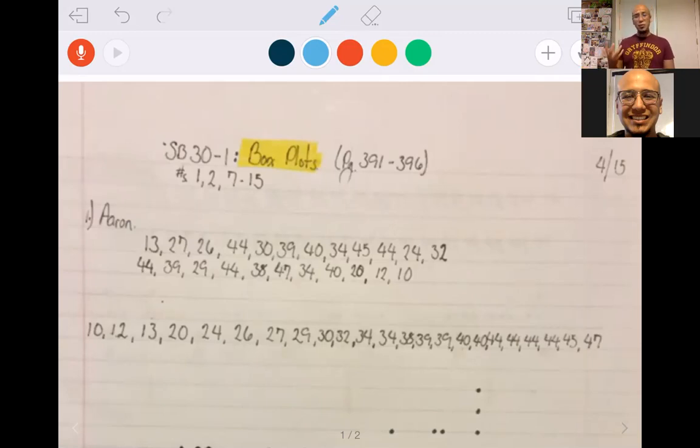Now we know that when we're working with data, since we're first going to be working with Aaron's data, we need to organize it from least to greatest. I took the liberty of doing that for you because it can take quite a while. The first thing that I want you to notice is the number of data points that we have. How many dates did we have data for him? Each one of these numbers represents the number of home runs that Aaron hit in that particular year.